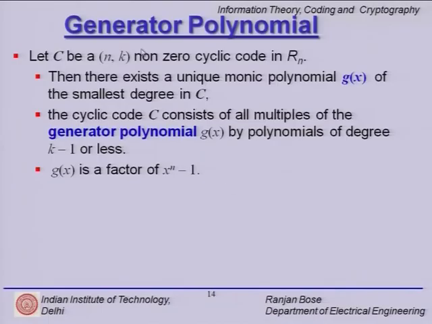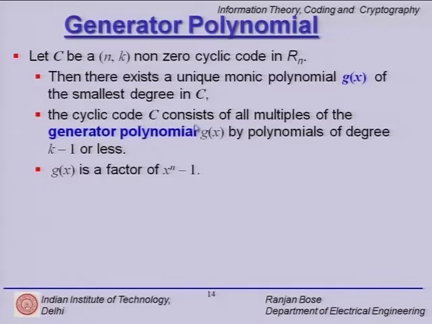So, let us now formally introduce the generator polynomial. Let C be an (n, k) non-zero cyclic code in Rn. Then there exists a unique monic, this is important, unique monic polynomial g(x) of the smallest degree in C. That is, there could be many polynomials which can do the job, but we are talking about the one with the smallest degree, and that we define as g(x).